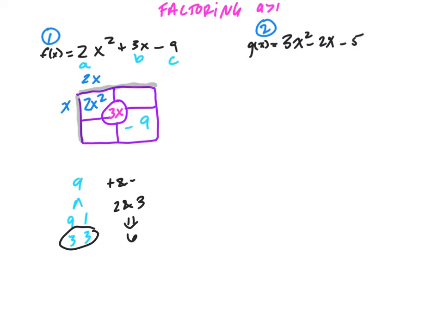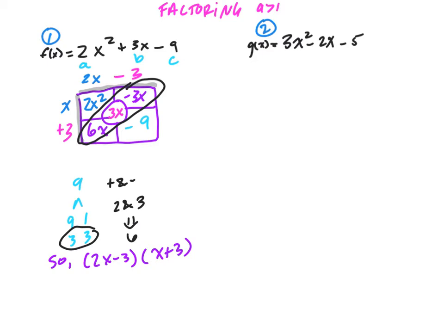So I'm going to try my factors of 3 and 3 first and see what happens. I'm thinking that if I do plus 3 here and then minus 3 here, that will work. So I get negative 3x, and here I get positive 6x. And then what I need to have happen is that these need to combine to be 3x, which they do. So my factors are 2x minus 3 times x plus 3. And again, that's with our f of x.